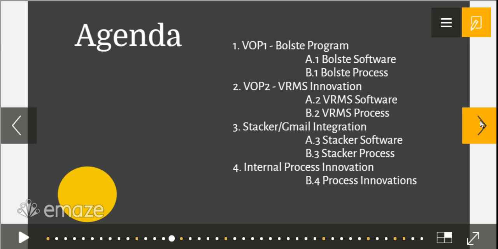Our third project is VOP 3. Sorry, I didn't write that in. So VOP 3 is Stacker and Gmail integration. One of the downfalls of both is that it's unable to meet the HRMS systems. That was one of the main reasons why this portfolio was initially started: to create an HRMS system that automatically produces a workflow process for us instead of us manually inputting it. Because BOSTO is unable to provide that, we were looking for a secondary or supporting way that could be integrated into our current system to bridge that.